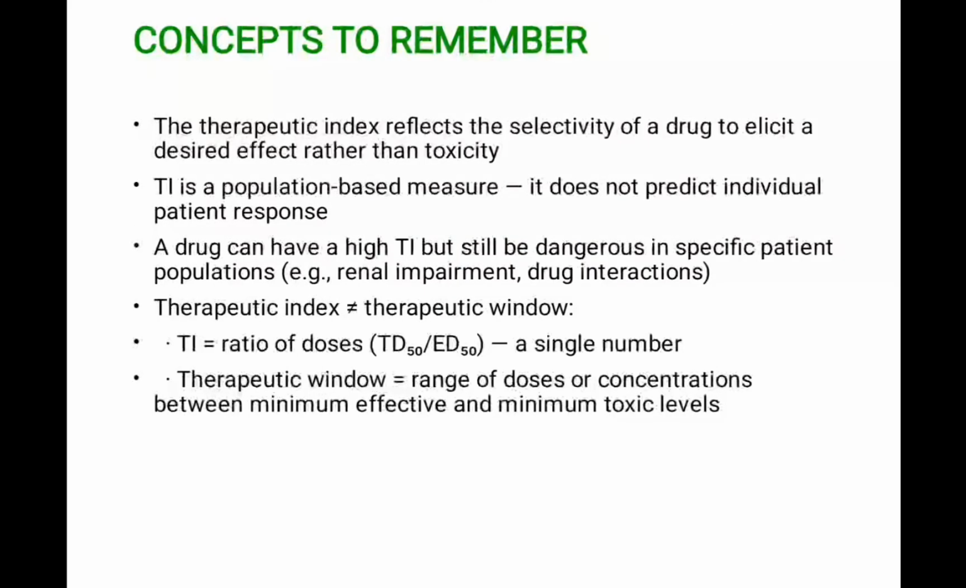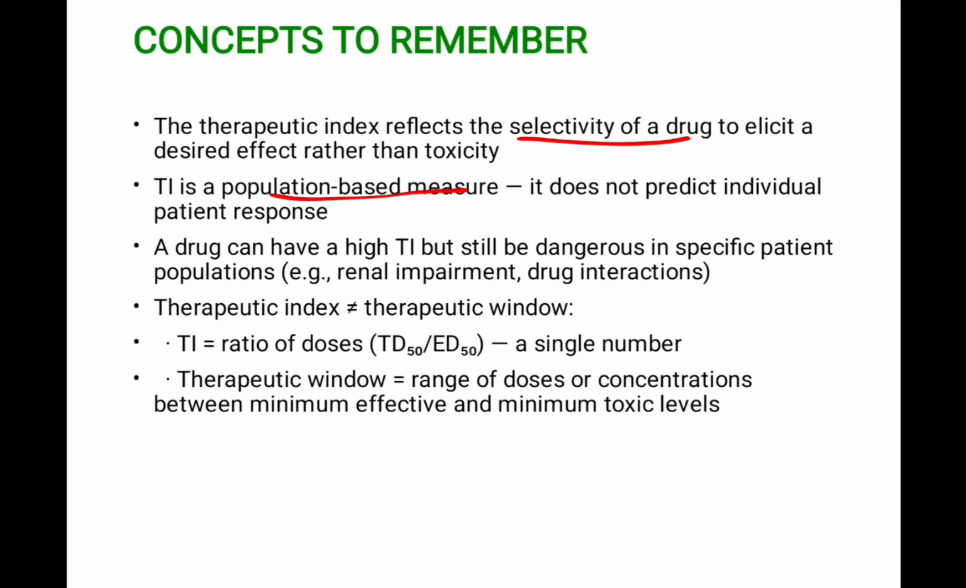So these are concepts concerning therapeutic index that you need to commit to memory. Therapeutic index reflects the selectivity of a drug to elicit a desired effect rather than toxicity. It's telling you how much concentration you can give of this drug to elicit a therapeutic effect without causing toxicity. So therapeutic index is a population based measure, which means in a population you're looking at what concentration in 50% of the population will give a therapeutic effect or a toxic effect. It does not predict individual patient responses. Take note of this. Therapeutic index does not predict individual patient responses.